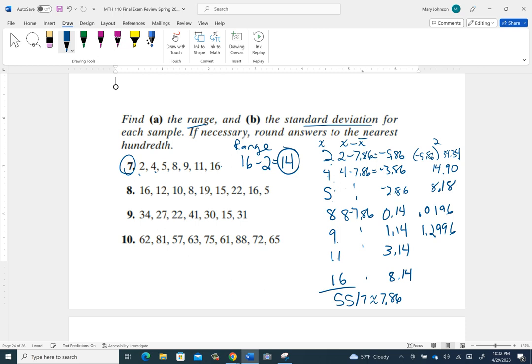1.14 squared is 1.2996. 3.14 squared would be 9.8596, and then 8.14 squared would be 66.2596. All right. Now I'm going to go back and I'm going to add 9.8596 and then add 1.2996 and so on. Add up all those squared things.